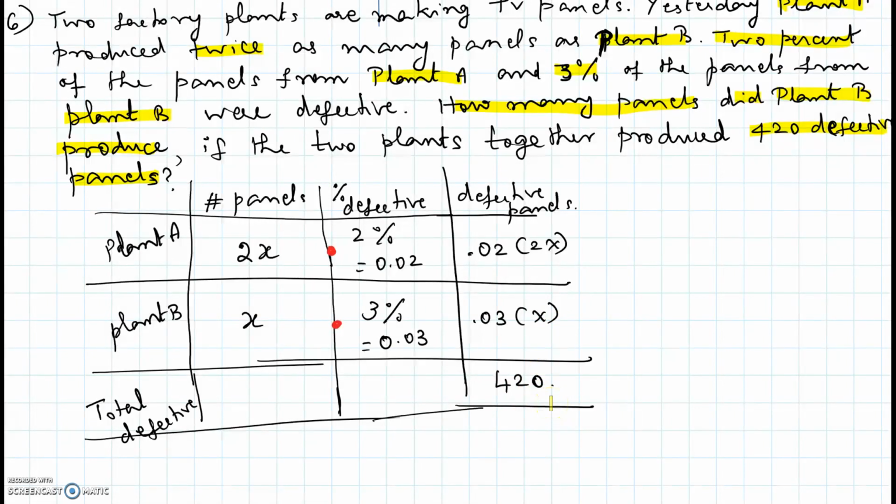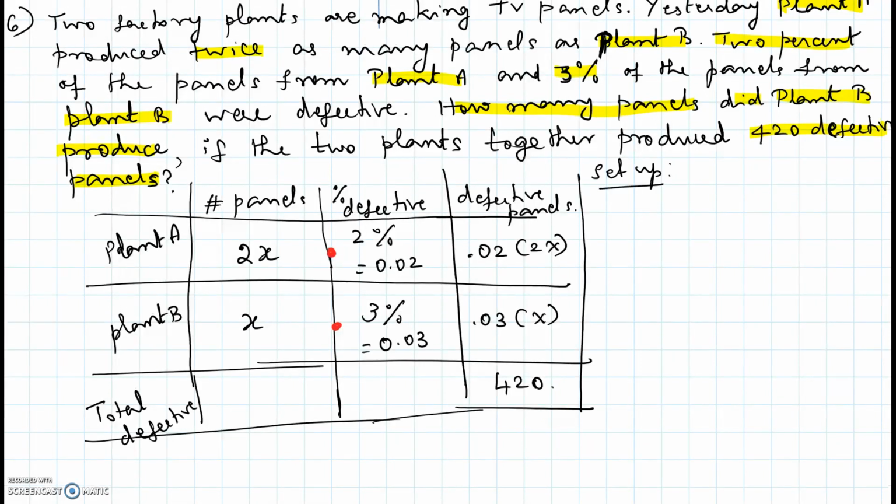Now we can create an equation. We can set up an equation as follows: 0.02 times 2x plus 0.03 times x equals 420. So we'll set that up. 0.02 times 2x is the defective panels from plant A. Then we add the number of defective panels from plant B, which is 0.03 times x, equal to 420. We're pretty much adding this and this to give this 420.